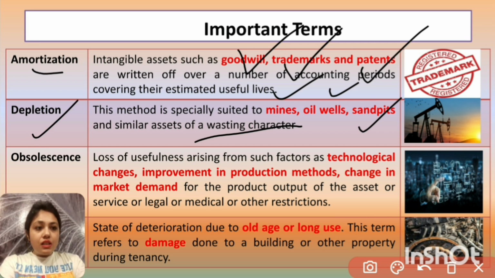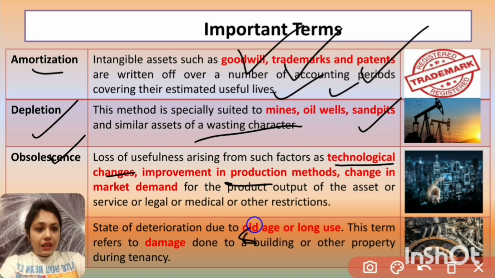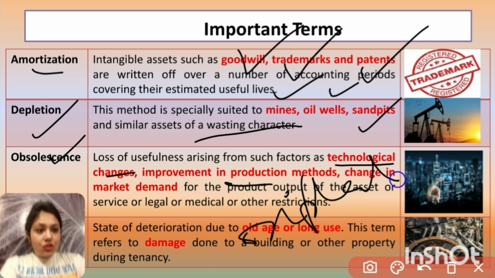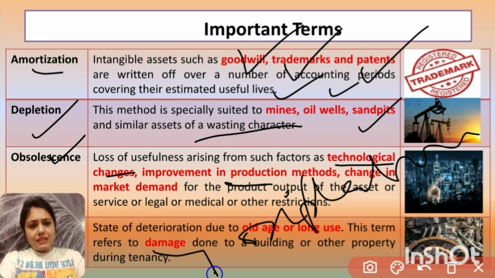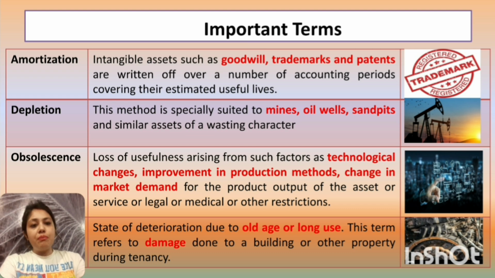And for changes in technology, or say market demand or improvement in the production methods, the term that is being used is obsolescence, right? And last is the term used for damage of the property or for a very old asset. So these are the various terms that are being used instead of depreciation according to the nature of the asset.